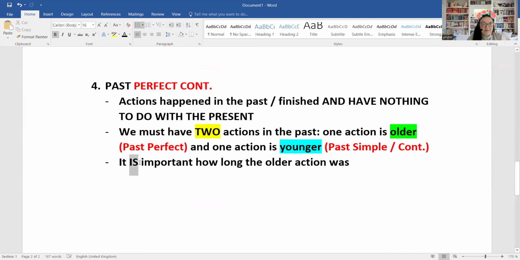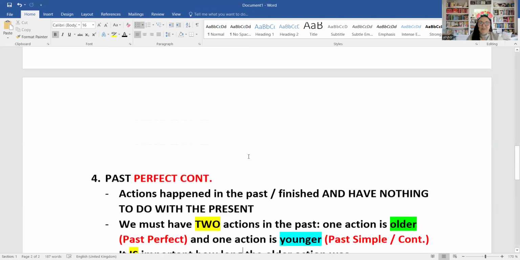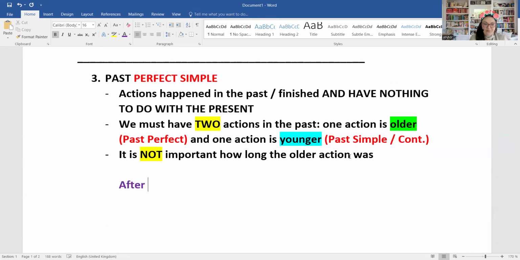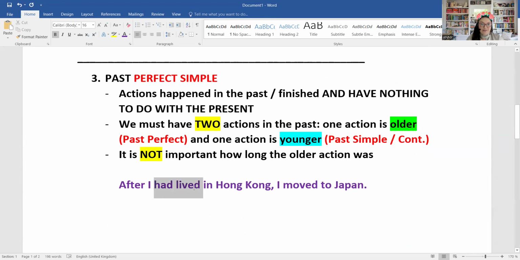Now it's time that I give you examples, right? Example for past perfect simple. After I had lived in Hong Kong, I moved to Japan. So the first action was Hong Kong, and the second was Japan, right?